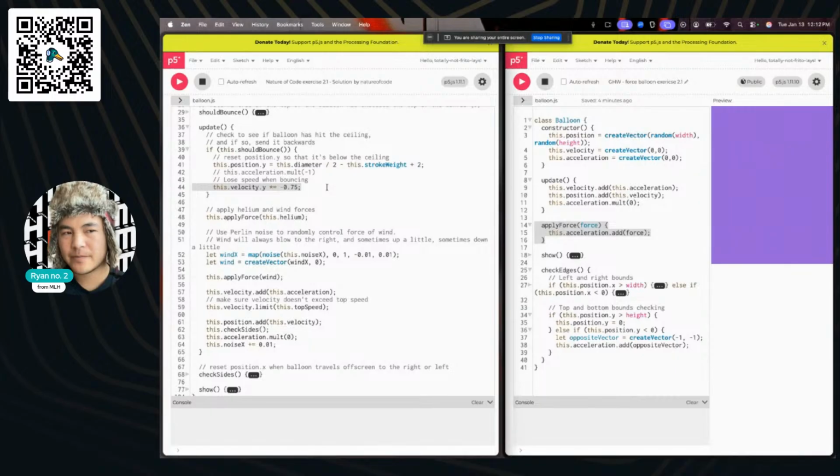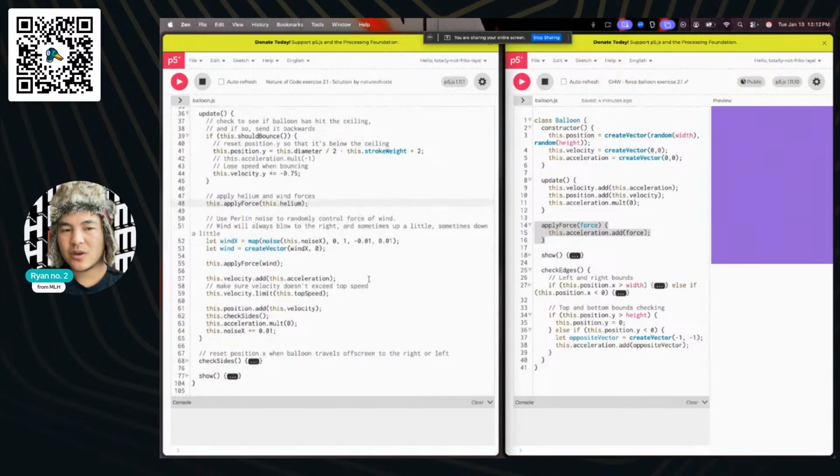Okay, that makes sense. Apply helium and wind forces. I guess what we should have done is we should have had a separate force for the upward force, and then a separate force for the actual direction. We got caught up doing just the direction of the wind. Let's see. Wind map. Wind X is we mapped the noise between 0 and 1 to between negative 0.01 to positive 0.01.